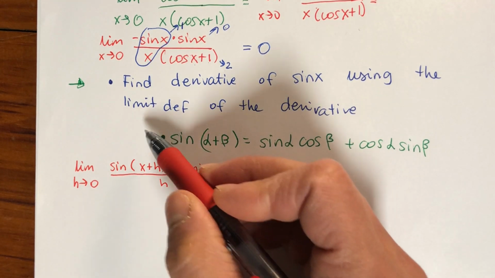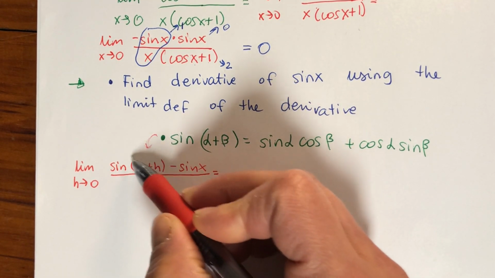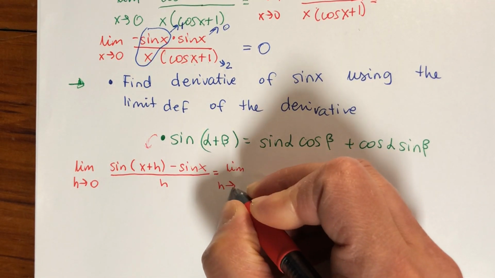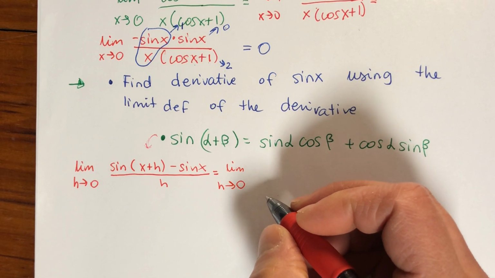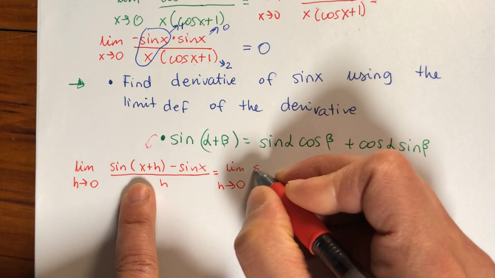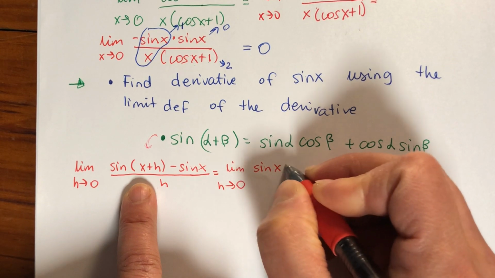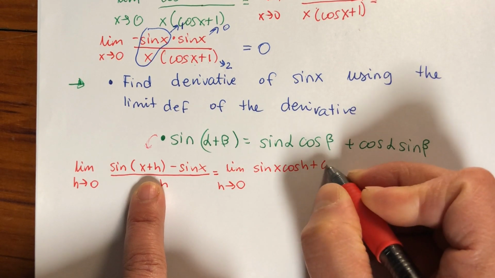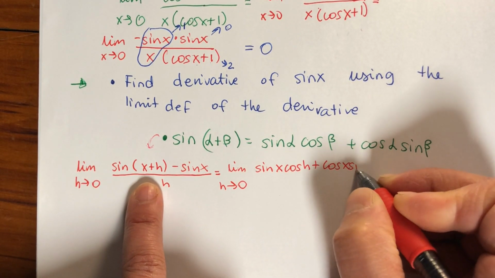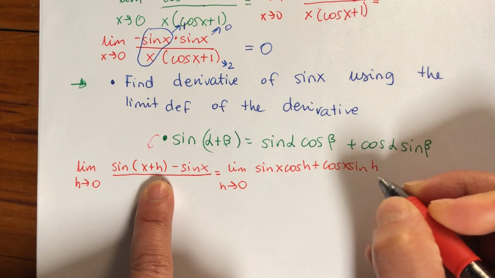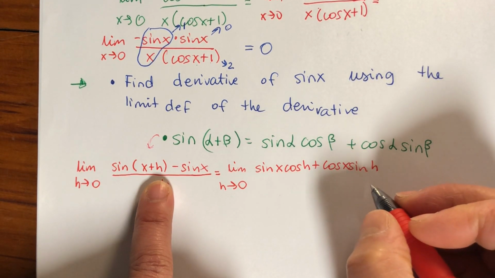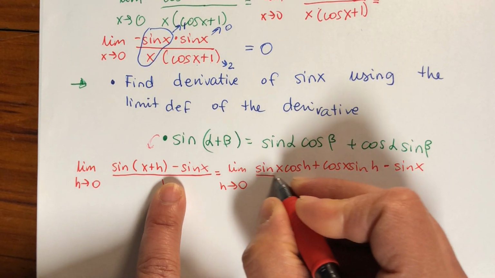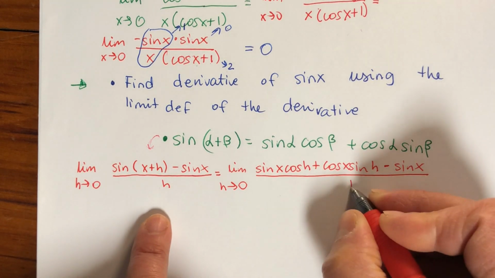Now, this is why I wrote this formula, because now you can apply it to this first term. Limit as h approaches 0. Let's see, we are going to have sine of the first angle, cosine of the second angle, plus cosine of the first angle, sine of the second angle. Do not let me mess up. And then I am going to subtract sine of x, and I am dividing this by my h.